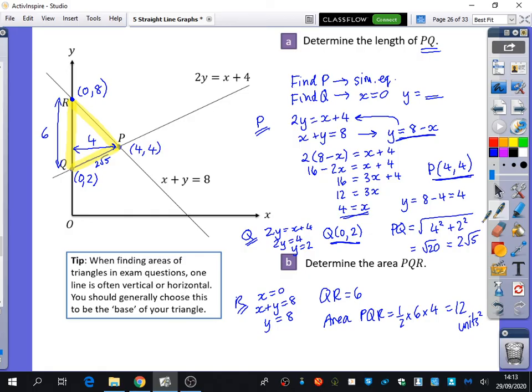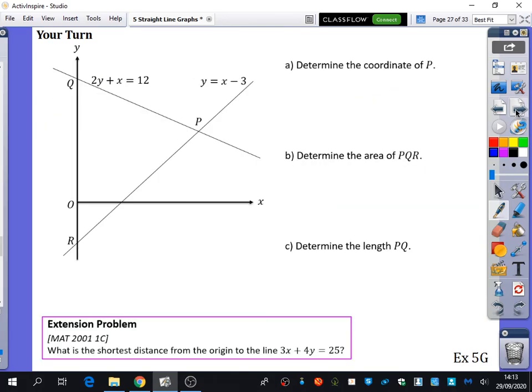So I'm going to ask you to have a go at doing one of these yourself now. So this time I've got two different equations. I want you to find the coordinates of P. Then I want you to find the area of PQR. And I also want you to find the length PQ that you have here as well. So I'm going to give you a couple of minutes to get started. And then I'm going to just silently do these answers so that we can check over them in a second. And then we're going to do some questions from exercise 5G. So I'm going to give you a couple of minutes before I start doing any work. If you've got any questions.